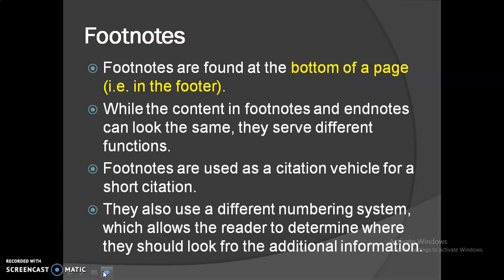So what is a footnote? This is what we are going to see now. Footnotes.